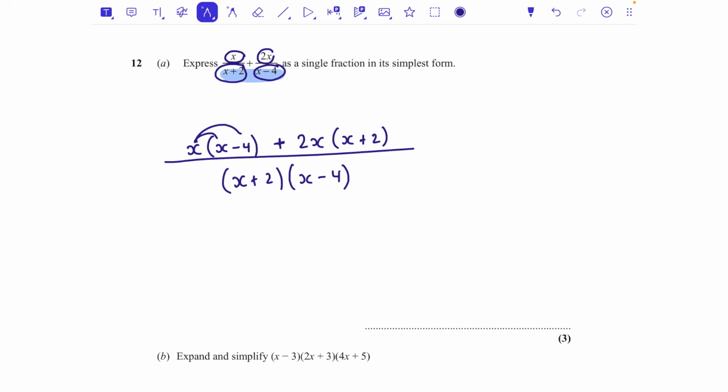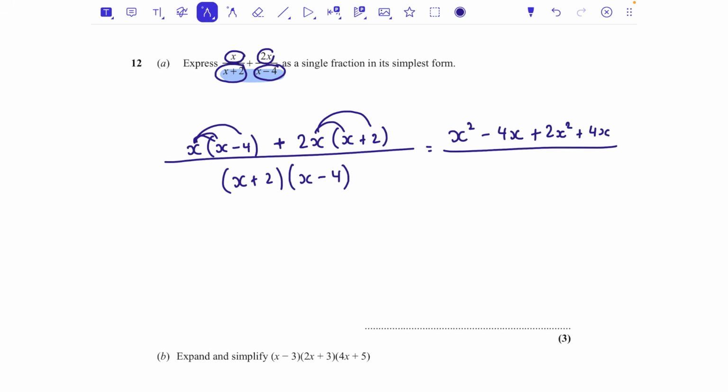Expanding out those brackets. Now, you could expand out the bottom, but I wouldn't worry about it. If things factorise, then they can simplify. So you probably want it factorised rather than expanded on the denominator. This is going to be x times x is x squared minus 4x. And then I've got add 2x squared, add 4x.